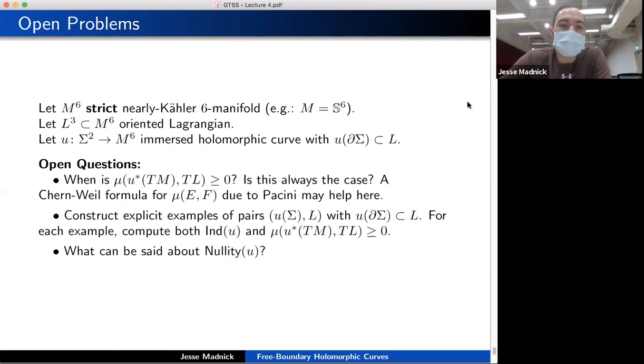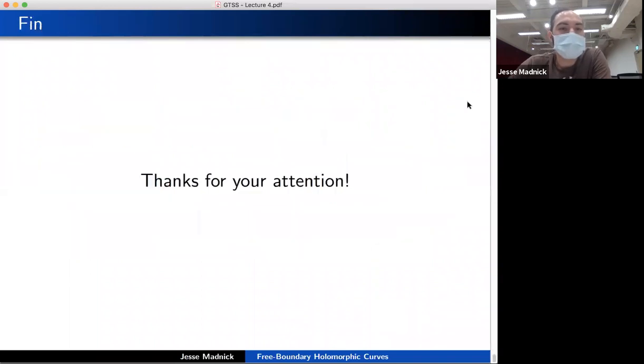Finally, nothing has been said about the nullity. We've just discussed the index, but as a general question it would also be good to discuss the nullity of these holomorphic curves with Lagrangian boundary. So I'll stop here, and thanks for your attention in all 4 lectures. I hope this has been interesting, and I hope you enjoy the other talks as well.